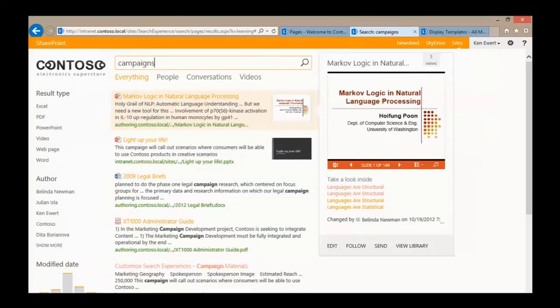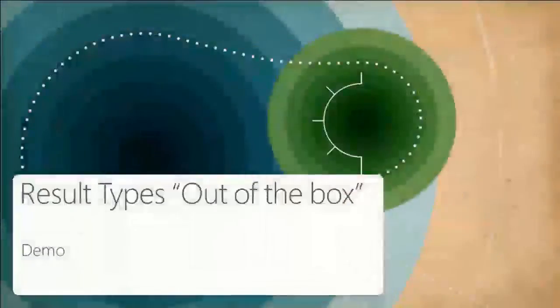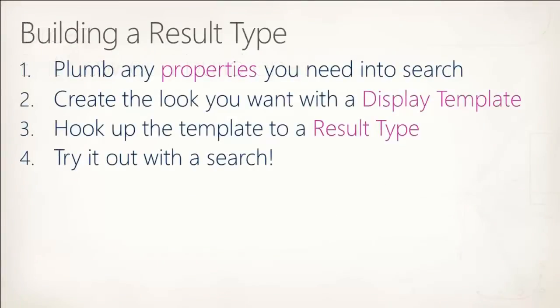So in the scenario that I'm going to be talking about, we will basically have a scenario where we have marketing campaigns from your marketing department. So how would I go about creating a result type for that? We will plumb any properties that we need to use in our display templates into search. And I have some good news there. Let me come back to that.